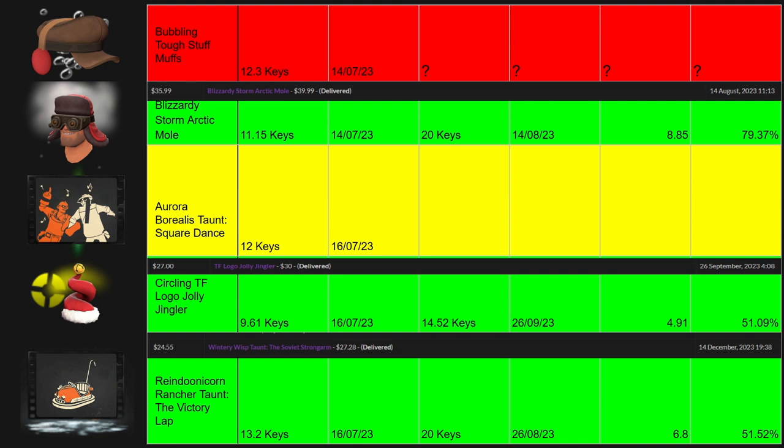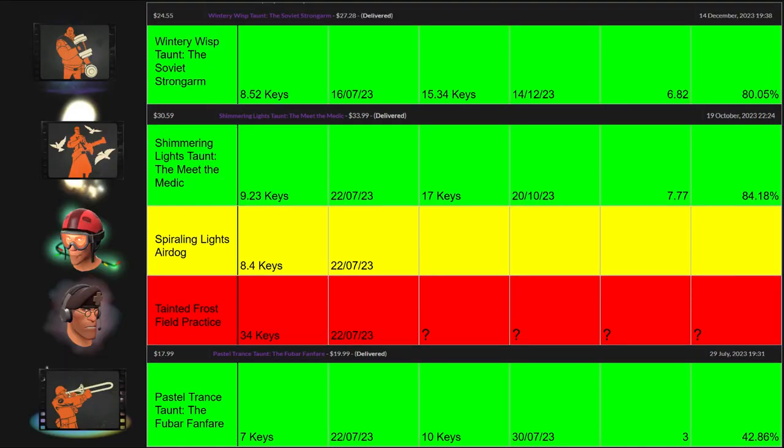Randunicorn Rancher Taunt the Victory Lap. This effect is very low tier actually from an earlier collection, but the Victory Lap is so good and pairs well with it that it actually sold very high for a great margin in a short time. Wintry Wisp the Soviet Strong Arm. This is a nice looking heavy taunt that even though it took 5 months to sell, resulted in an 80% profit margin. Shimmering Lights the Meet the Medic. This is a great effect and Meet the Medic is actually a really good taunt. For 3 months, the 84% profit margin shines through.